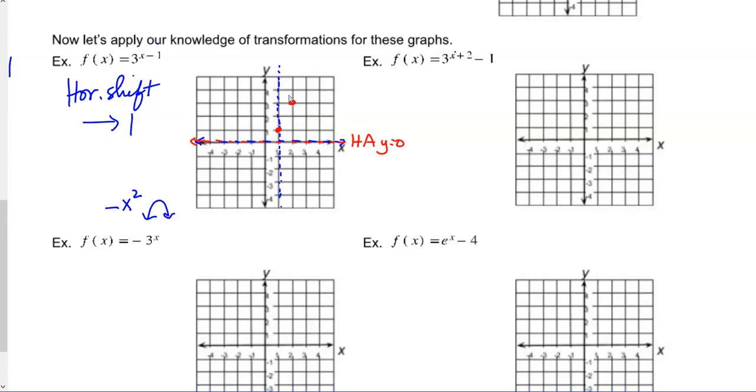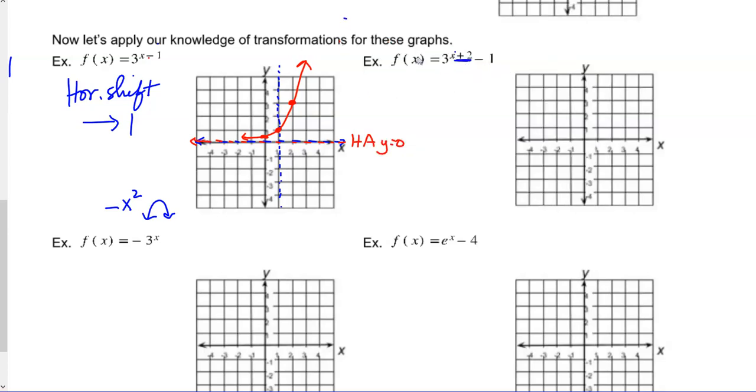Now, again, you can plug points in if you want all day long. If I put 0 in here, minus 1, I get 3 to the negative 1, which is a 1/3. So here gives me some good points to get a good sketch on that graph. Okay, but realize this is not a vertical asymptote. This is a horizontal asymptote, but this is not a vertical. Okay, so let's see what happens here.